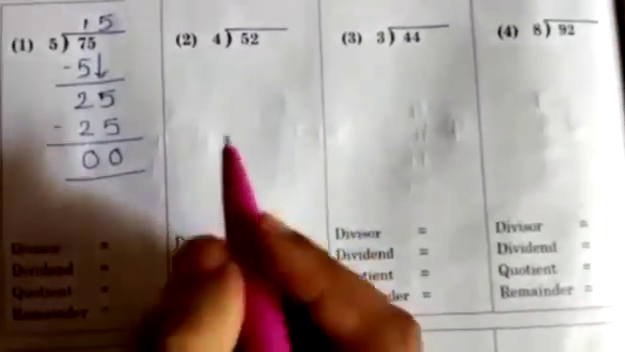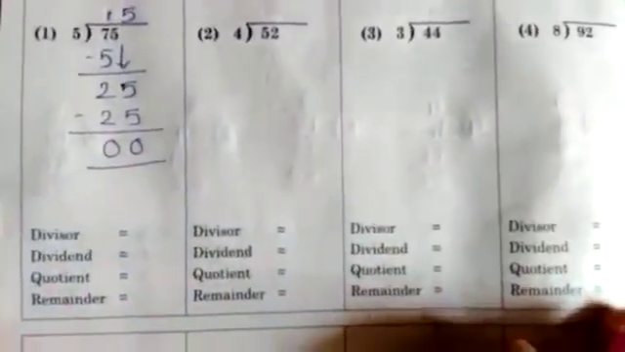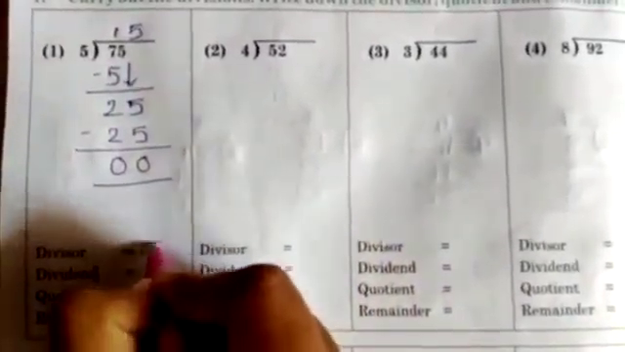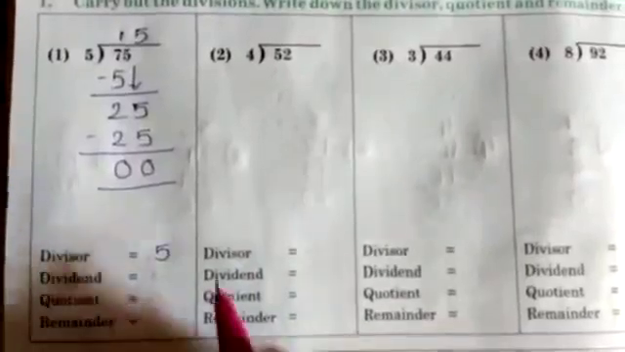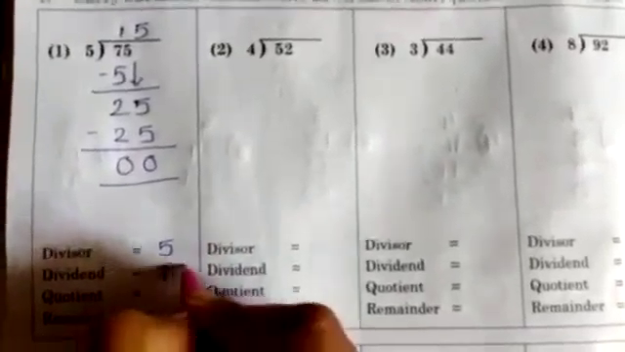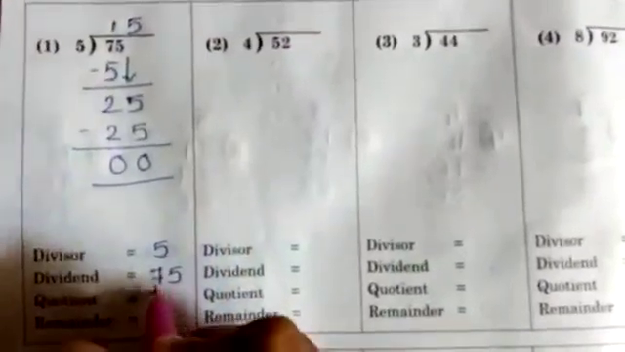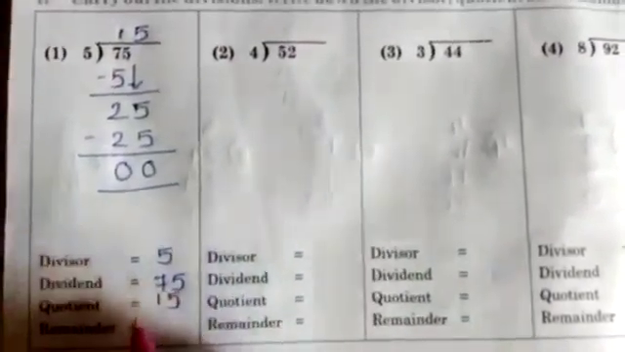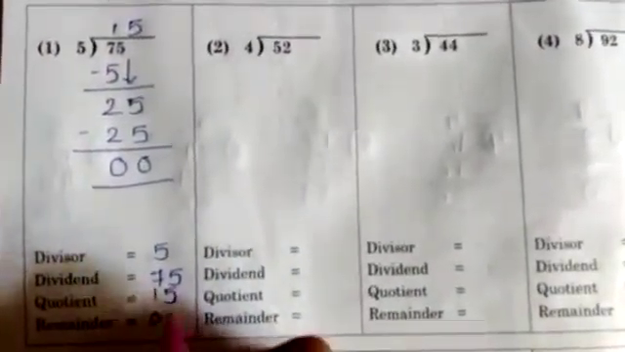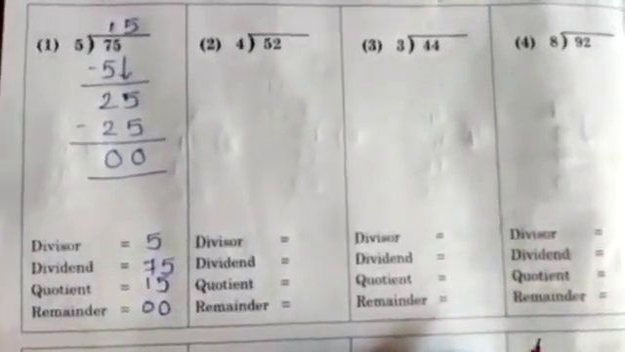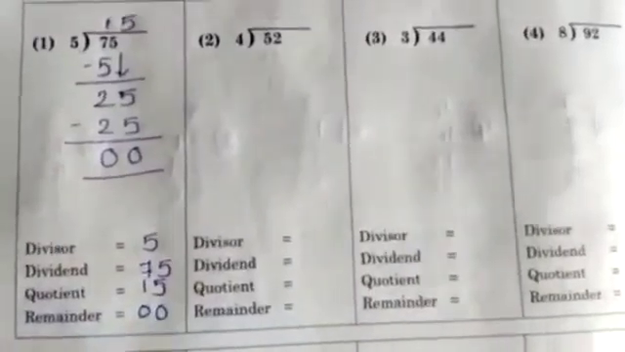Now let us write its divisor, dividend, quotient and remainder. Its divisor is 5. Dividend is 70. Quotient is 15 and remainder is 00. Is it clear how we have solved the first one?